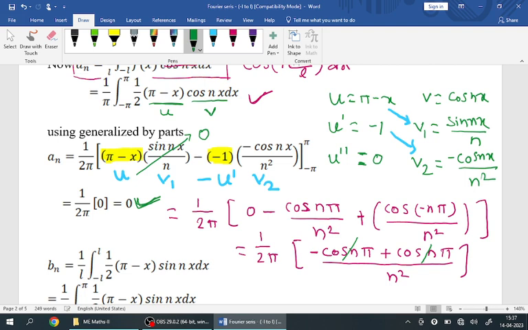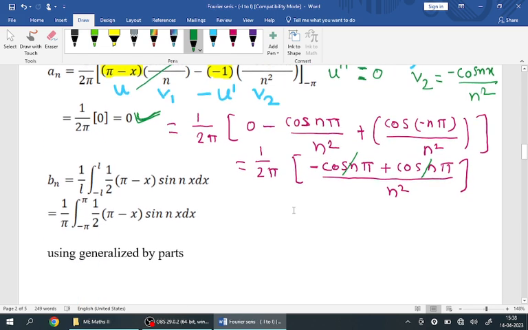So this is the value of an. An becomes 0 there. Okay, so this way you can do it step by step. Whatever extra steps I'm writing, you can also write these steps, provided you are not getting it directly. So this way the generalized integration by parts works, and we get the answer there.